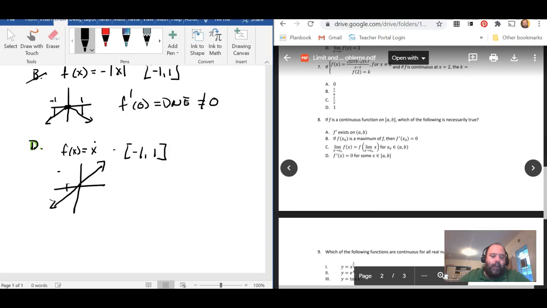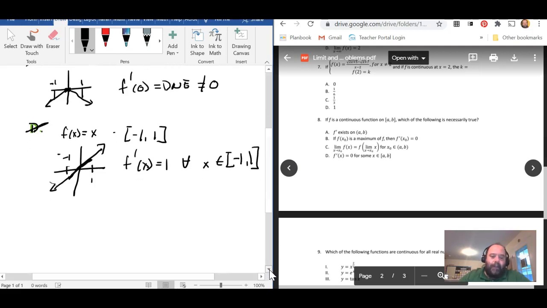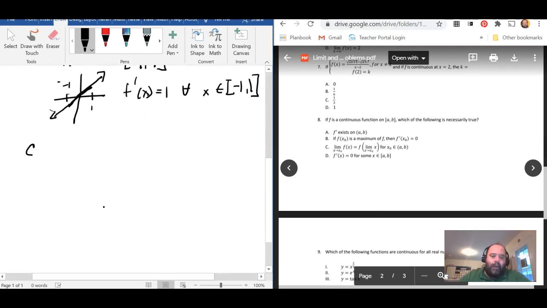From -1 to 1. This is definitely continuous on that interval, but the derivative, f prime of x, is equal to 1 for all x on -1 to 1. So it's never going to have a derivative of 0. So D's out. Okay. So why does C work?